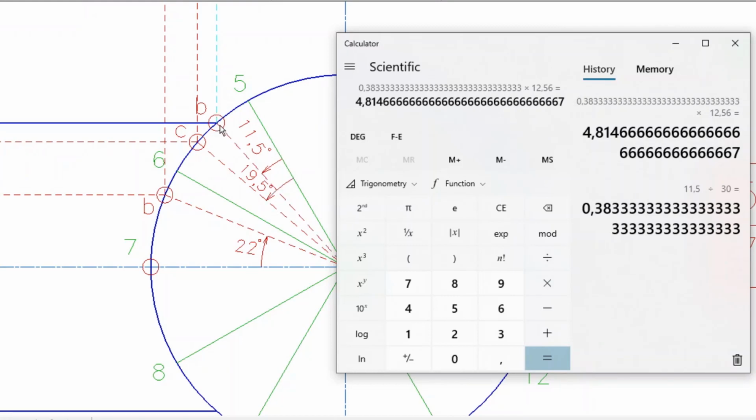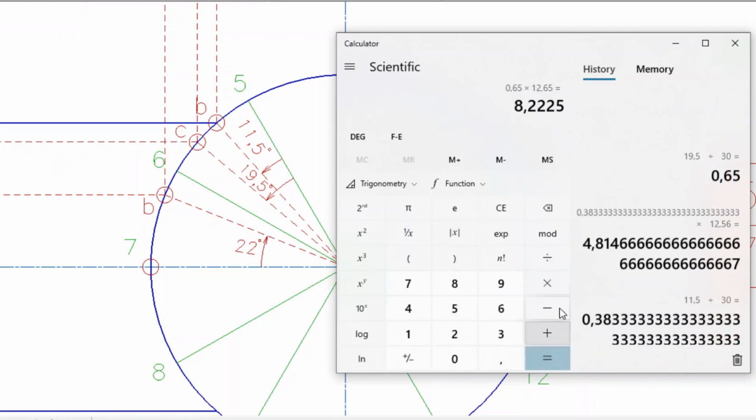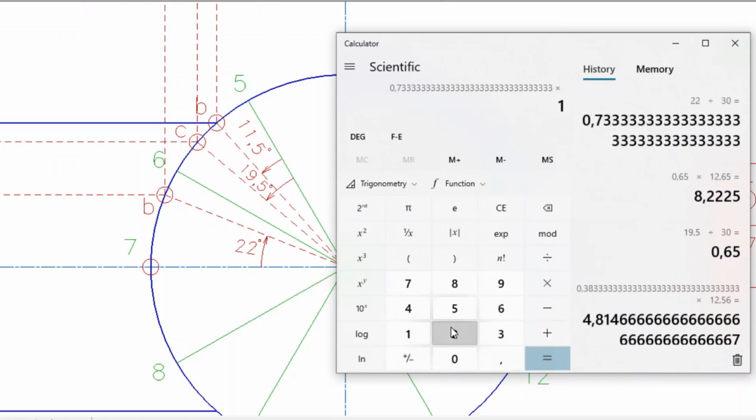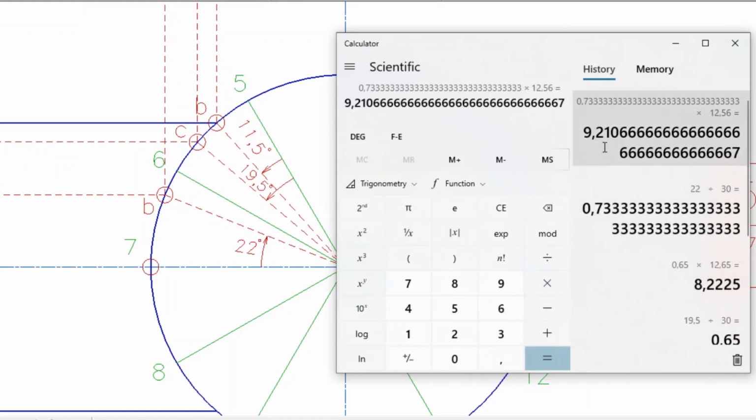Then if we take the next one, what is the distance from 5 to 5C, that angle? I take 19.5 degrees and I divide that by 30 degrees, and that would be 0.65, and I multiply that by the 12.56 millimeters, and that will give me, rounded off, 8 millimeters. And then last but not least, the distance from point number 7, the penetration point, to 7B here, that angle there is 22 degrees. So I take 22 and I divide it by the 30 degrees. I multiply it by the actual distance of each segment, which is 12.56. And that will give me, rounded off, 9.